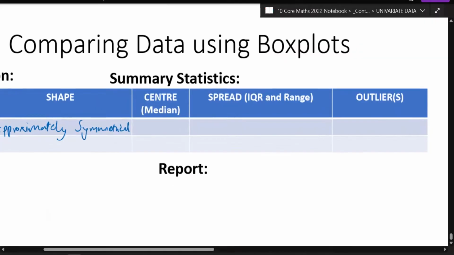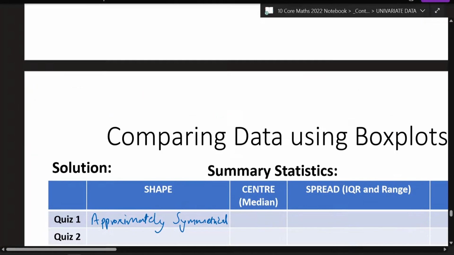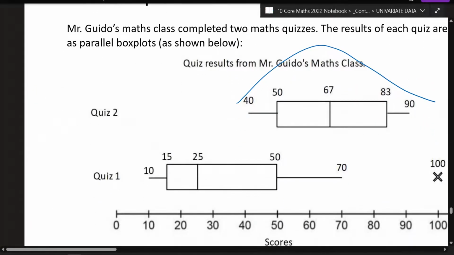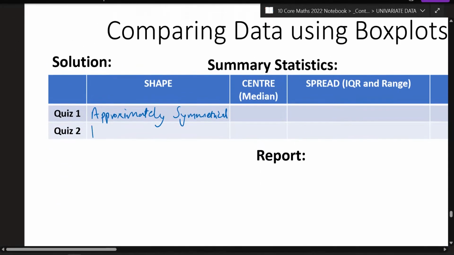Okay, start with that. Approximately symmetrical. Sorry for the bad writing. Quiz 2. Okay, what shape do we have for quiz 2? It starts high, then it goes down, so it's positively skewed. Okay, positively skewed.